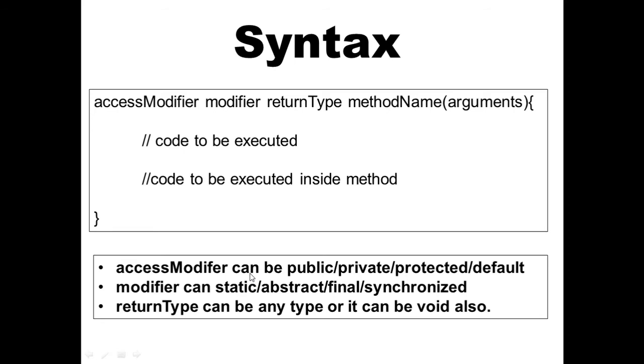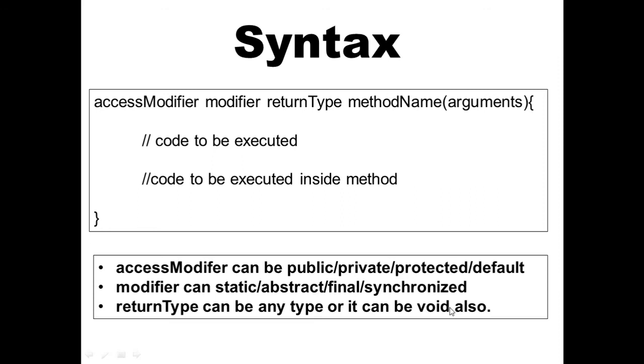The modifier can be static, abstract, final, synchronized. Now again, what is it? Again the same thing, don't worry about it for the time being, we will see these one by one, it will come in our tutorial. The return type can be any type or it can be void also. What does it mean? It can be a primitive type or a non-primitive type.